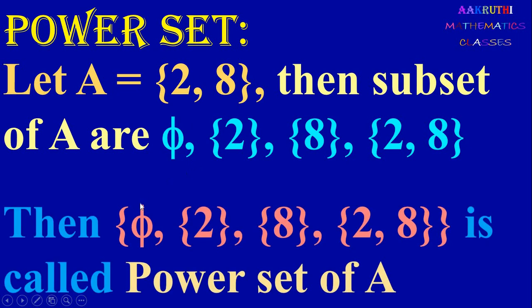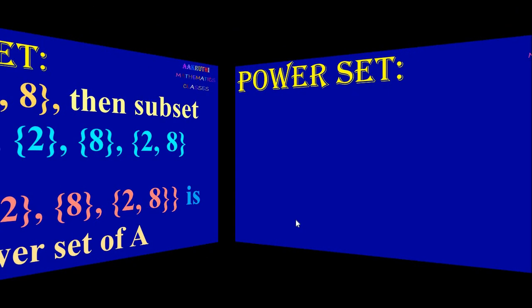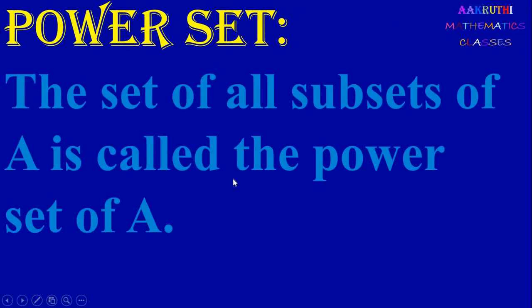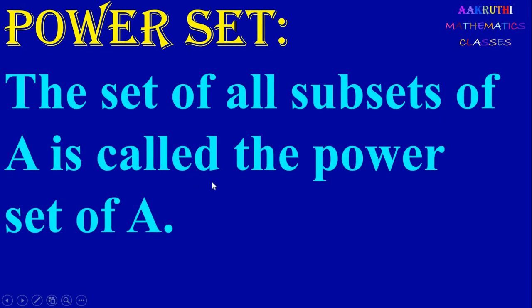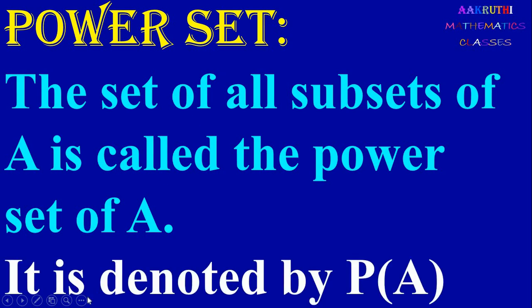Now we write all the sets inside a set, that is, writing all the subsets inside the set again. Here we are using flower brackets and writing all the subsets inside the flower bracket, and this is called as power set. Now we see the definition. The set of all subsets of A is called the power set of A. So that is the set of all the subsets. You write the set of all the subsets, then only it is called as power set. And power set is denoted by P of A.